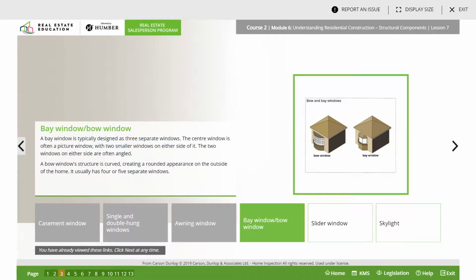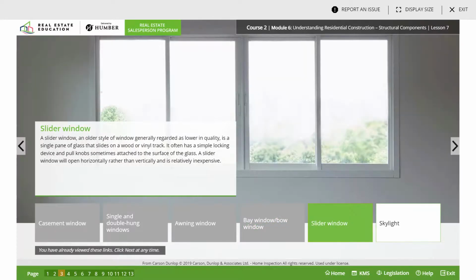And then there's bay windows or bow windows. A bay window is typically designed as 3 separate windows. The center window is often a picture window with 2 smaller windows on either side of it. The 2 windows on either side are often angled. A bow window structure is curved, creating a rounded appearance on the outside of the house. It usually has 4 or 5 separate windows.